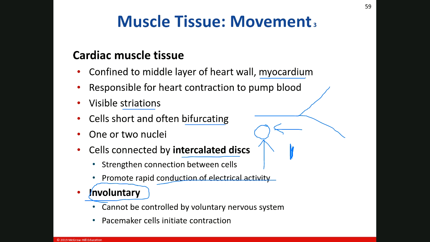Huge fact, it's involuntary. So you cannot control the rate of your heart, meaning I can't just will myself right now to have my heart rate go from a resting heart rate of about 48 to 27. I can't, and I challenge any of you to.